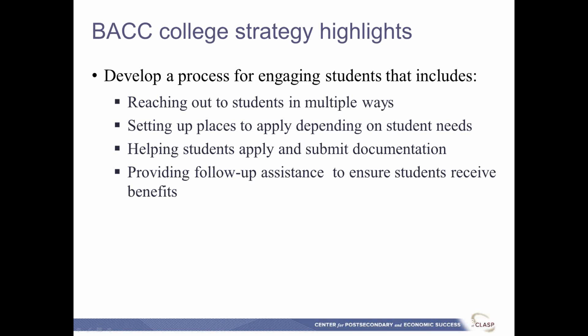And so when you think about reaching out to students, it could be through resource fairs, email blasts, mailing, mass text, using social media like Facebook posts, on applying through self-service kiosks and one-on-one assistance, helping students apply and submit documentation. Some colleges are using college workers to help with that, as well as their own staff. Next slide, please.